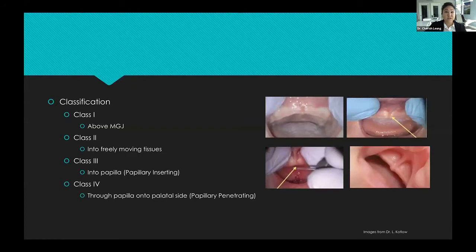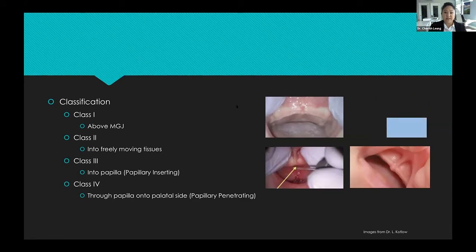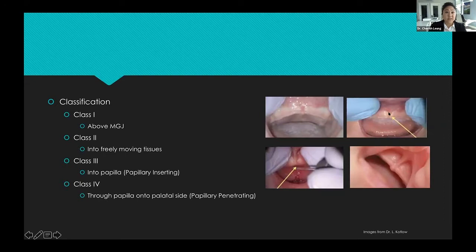What about lip ties? So as far as lip ties go, these are classifications again. So class 1, you're going to see normally it inserts above your MGJ, your mucogingival junction here. You can fully lift that lip up. You don't have any issues, not tight at all. For the second one, you can see that it usually inserts into the freely moving tissues, but you'll normally see that you don't have any blanching when you lift it. You can still lift it pretty high with no trapping right here in the vestibule.